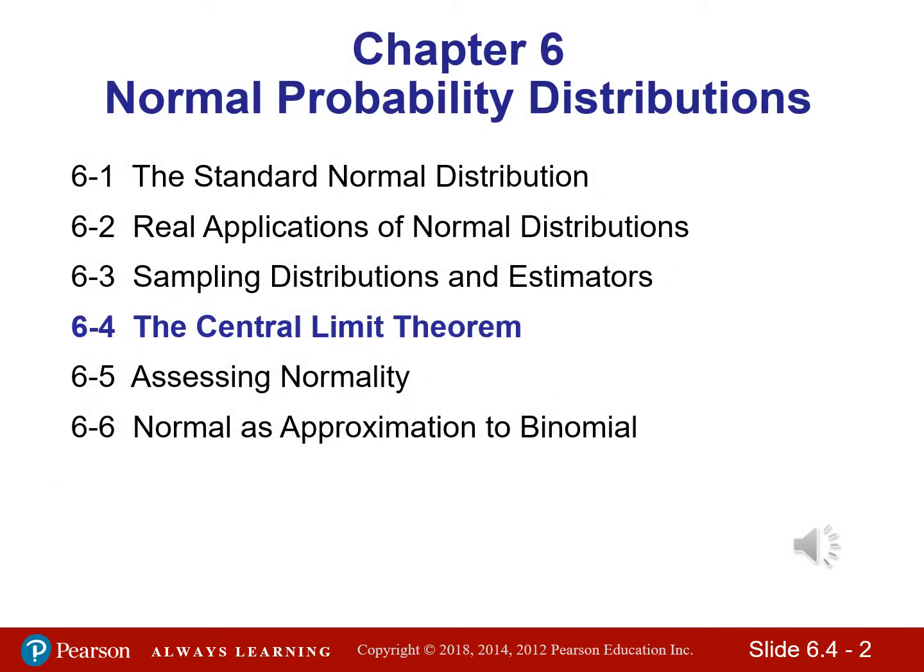In Chapter 6, Section 4, we will cover the central limit theorem. The central limit theorem states that the sampling distribution of the sample means approaches a normal distribution as the sample size gets larger, no matter what the shape of the population distribution. This fact holds true especially for sample sizes of over 30.